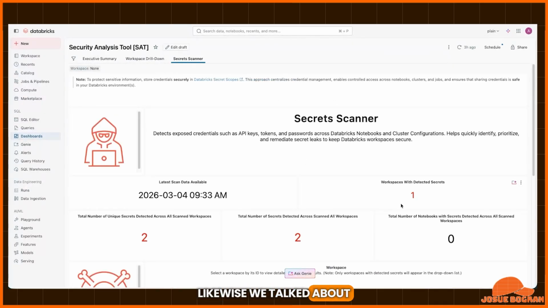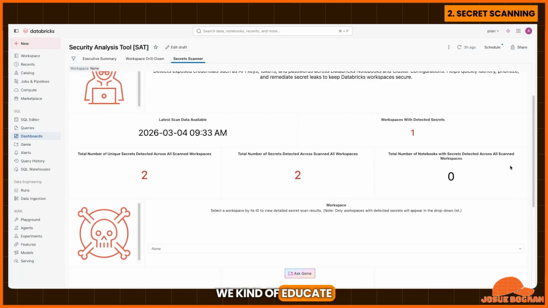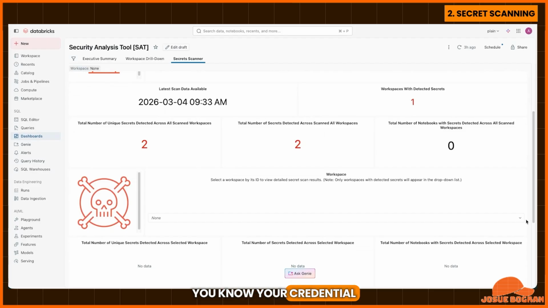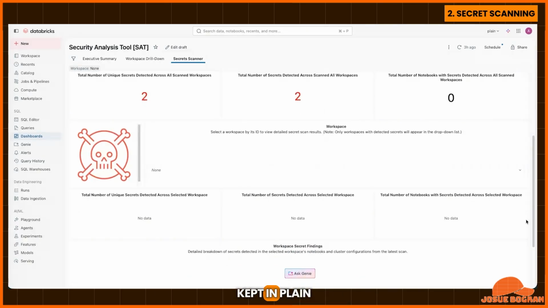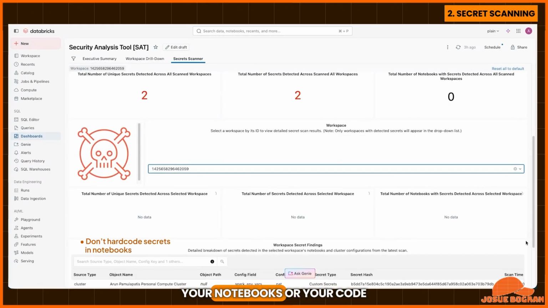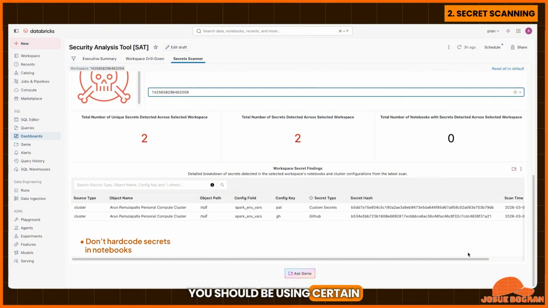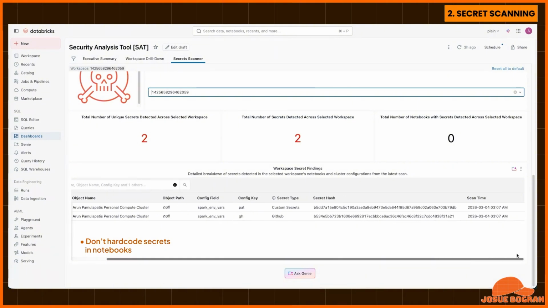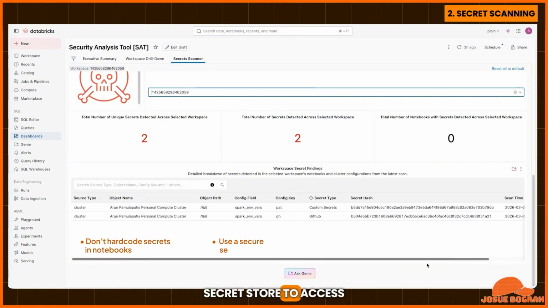Likewise, we talked about secret scanner. We are seeing this a little bit, where irrespective of how many other ways we educate in cybersecurity that, hey, your credentials should not be hard coded into your notebooks or your code, you should be using certain types of secret store to access them, right?